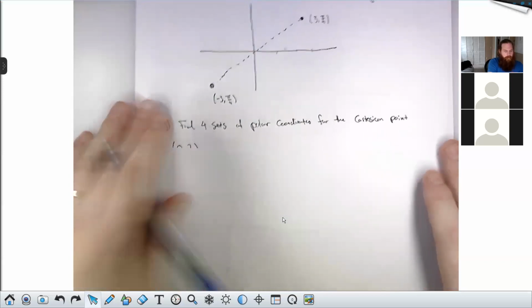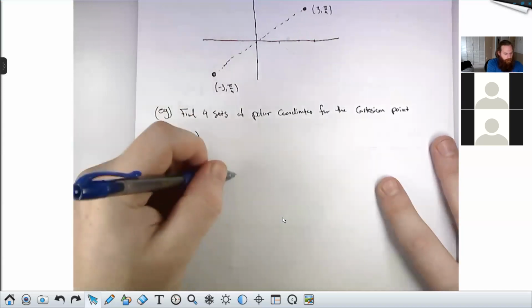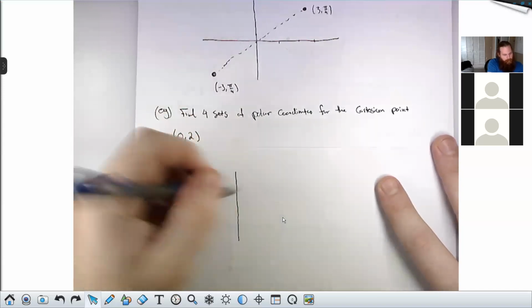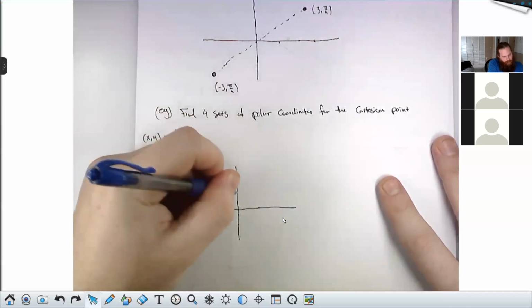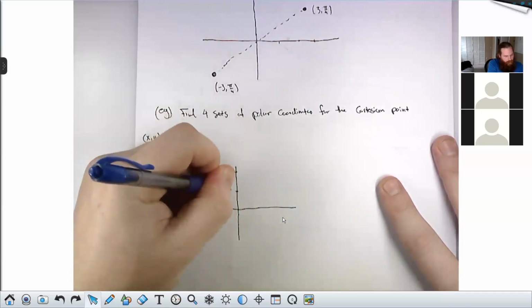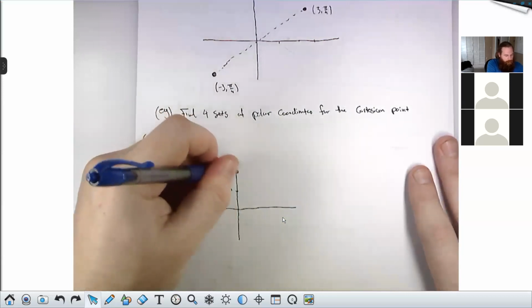All right, so I want to find 4 sets of polar coordinates that get me to the Cartesian point 0, 2. So the Cartesian point 0, 2 is right here. X is 0, y is 2.